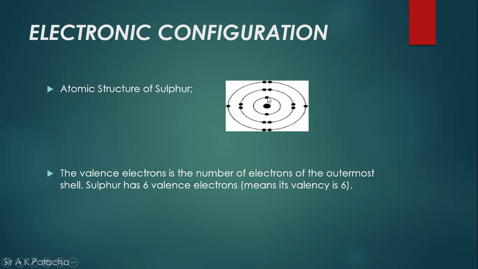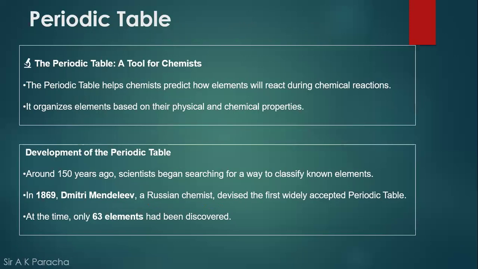So first 2 electrons in the first electron filled shell, then we have 8 electrons in the second electron filled shell, and then we have 6 electrons. So the electronic configuration of sulfur will be 2, 8, and 6. Okay. So the electronic configuration, we write it like this with commas or with dots. 2.8.6.